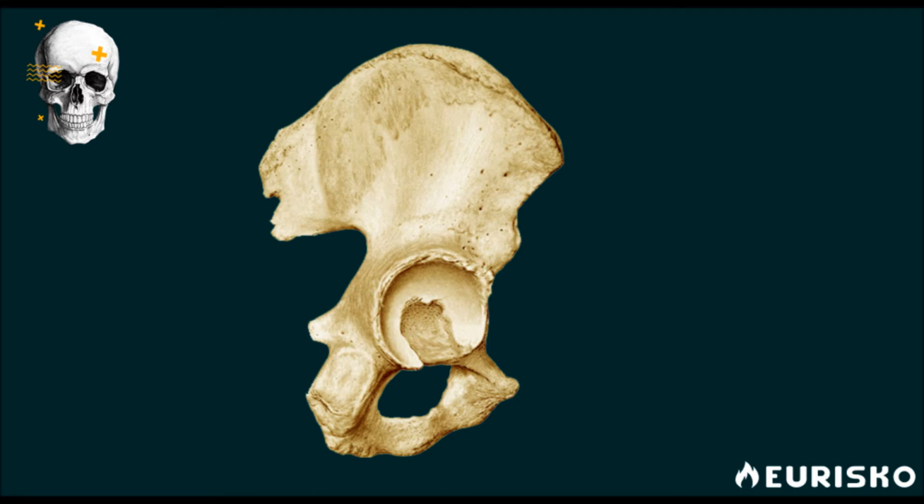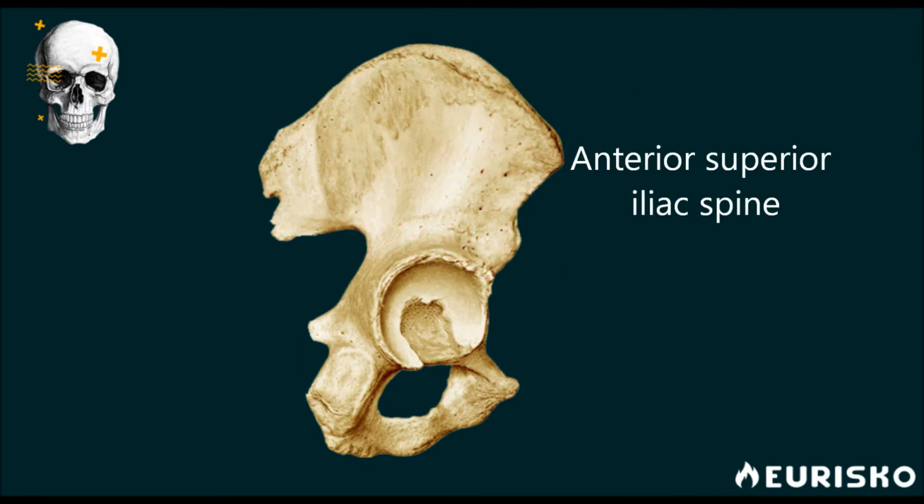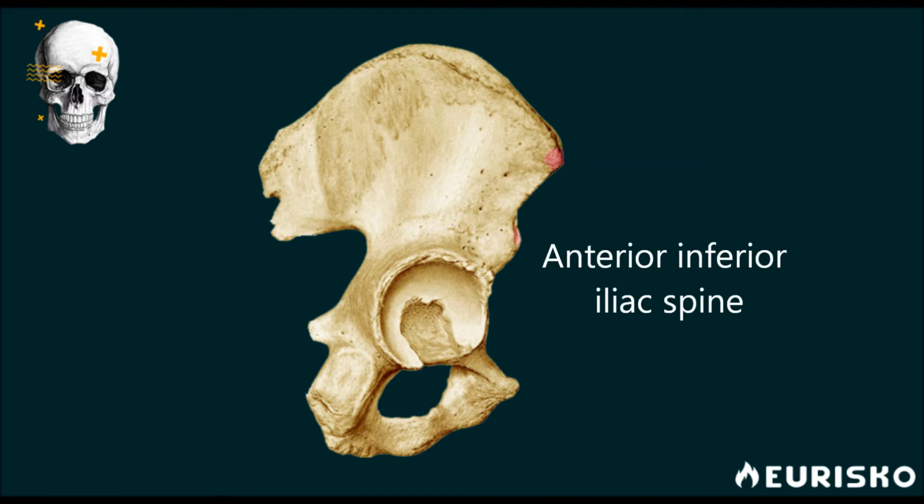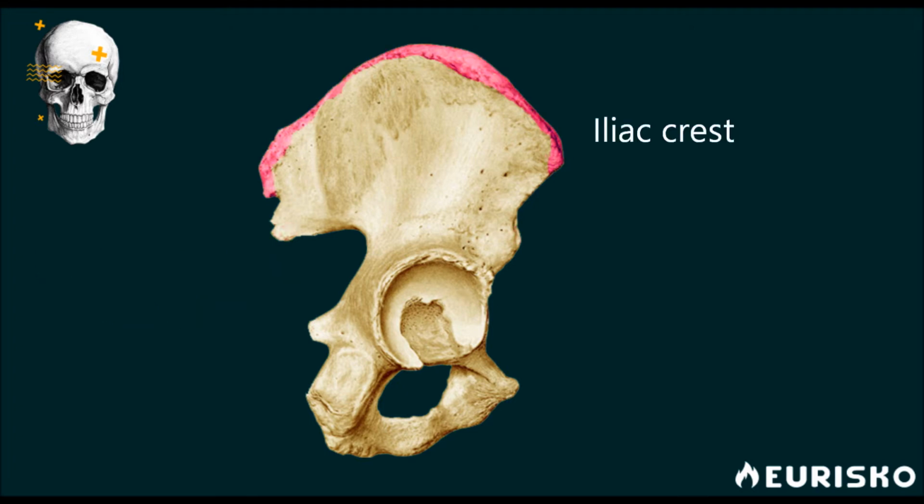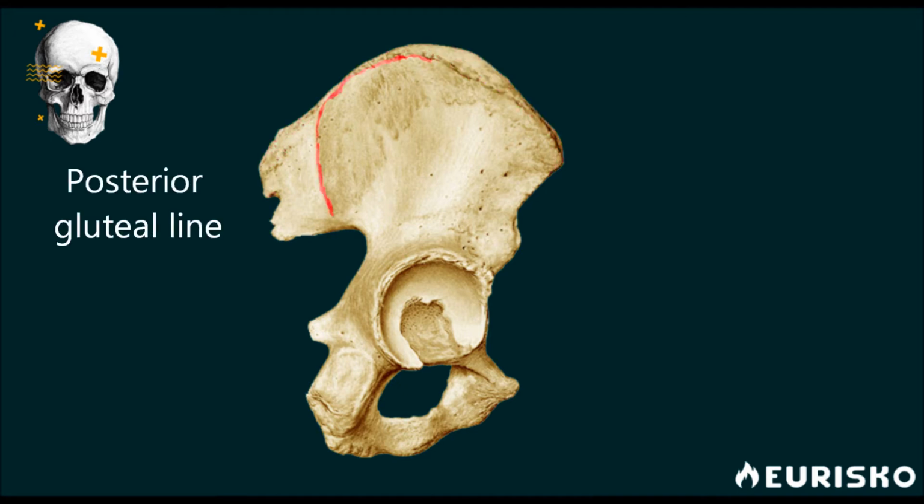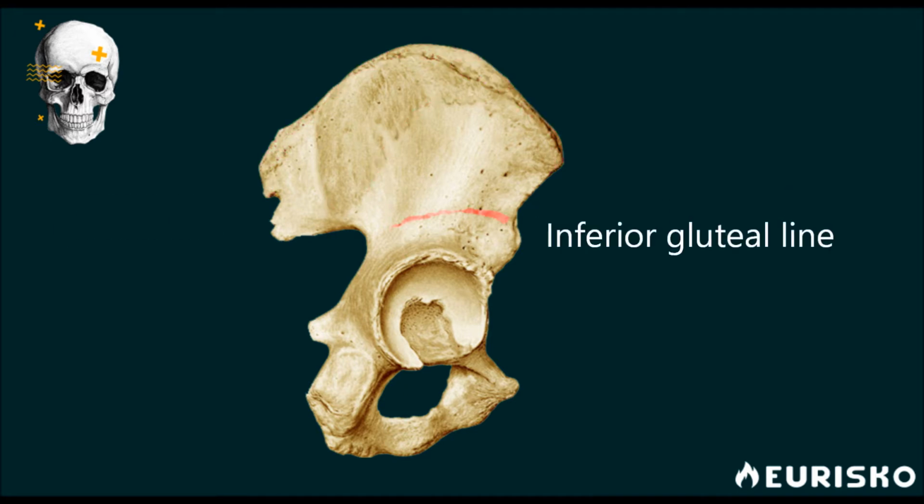Let's talk about the lateral aspect of the hip bone first, and we start with the ilium. It has a body and a wing. There are four spines: anterior superior, anterior inferior, posterior superior and posterior inferior iliac spines. The iliac crest is situated above. There are also three gluteal lines on the lateral surface of the iliac wing: posterior, anterior and inferior. All lines serve as the point of insertion of the gluteal muscles.